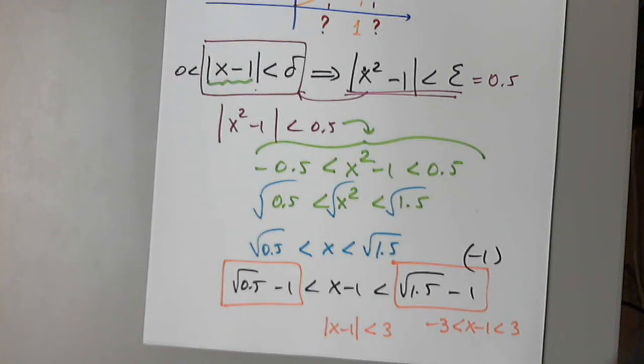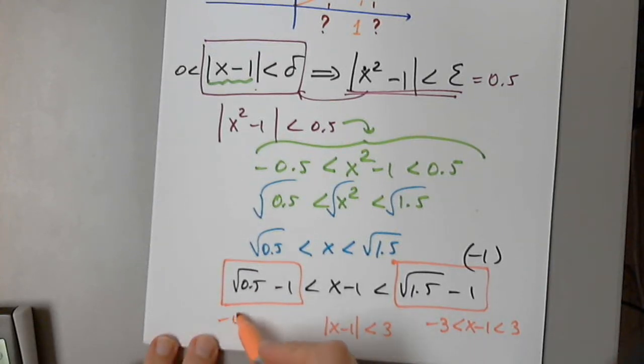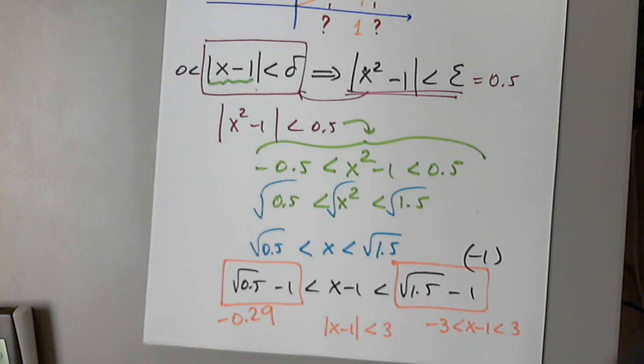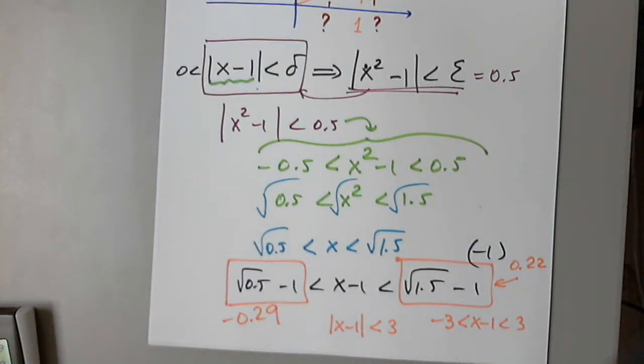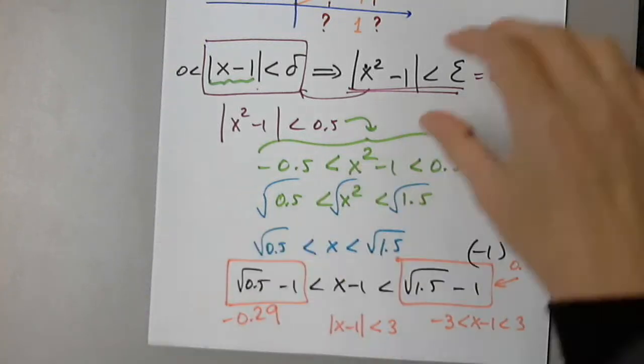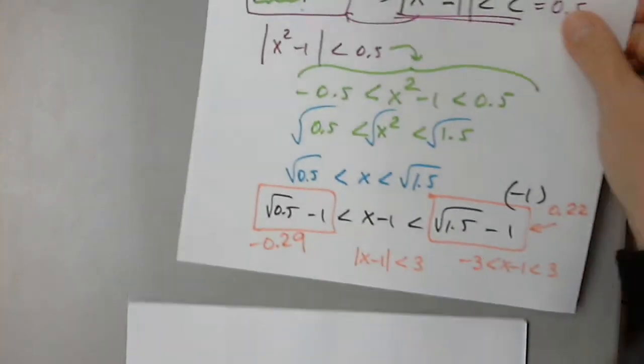Let's calculate that. Let's approximate to 2 decimal digits. So the square root of 0.5 minus 1 is negative 0.29, and the square root of 1.5 minus 1 is 0.22. So there are two options.